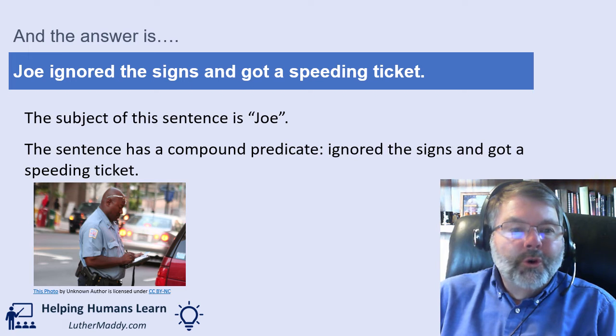Well, if you chose Joe ignored the signs and got a speeding ticket, then you are correct. So in this example, the subject of the sentence is Joe. And the sentence has a compound predicate. Ignored the signs and got a speeding ticket.